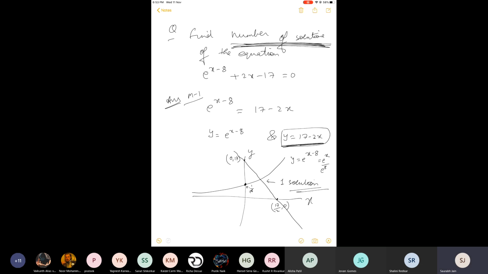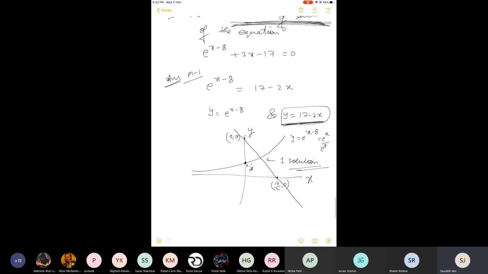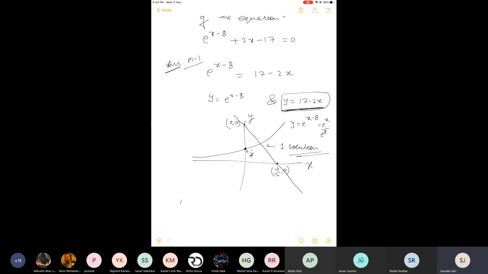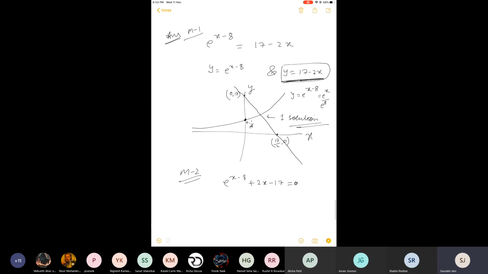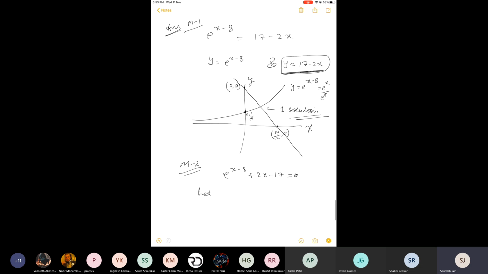Because in the question they are asking us to find the number of solutions. However, there is no use of differentiation here, right? So let us take method 2. If someone is not shifting these terms to the right hand side, then what could be done? Let us take this whole expression as some function f(x).